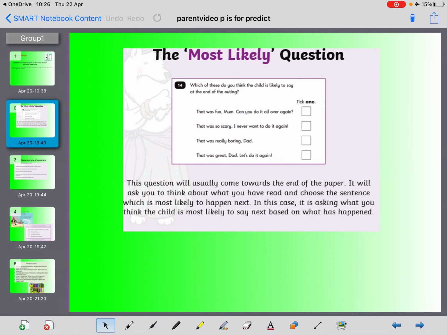The most likely question that could come up in a test or an assessment would be something like, which of these do you think the child is likely to say at the end of the outing? So they'll be given a multiple choice style of question, and they need to show that they have understood and comprehended what they have read so far, and then predict what someone might say or do at the end or after the story has ended. It usually comes towards the end of a test paper. It asks you to think about what you've read and choose the sentence that is most likely to happen next.